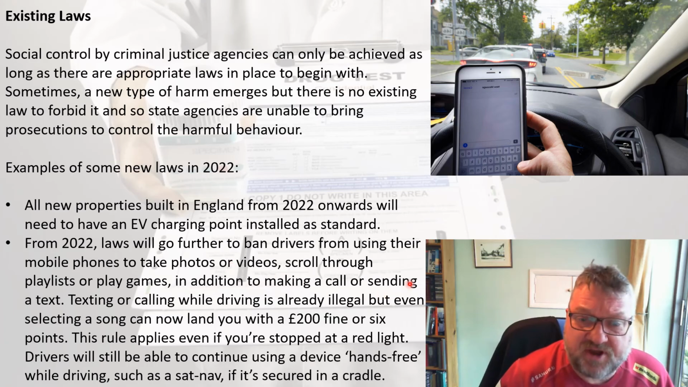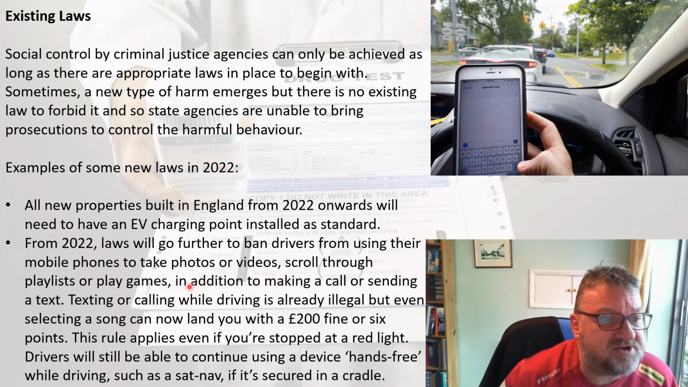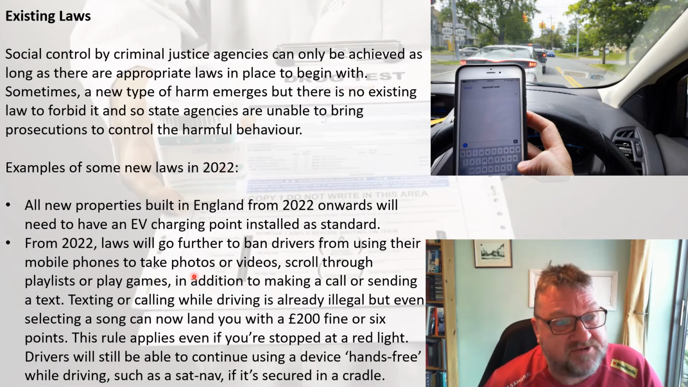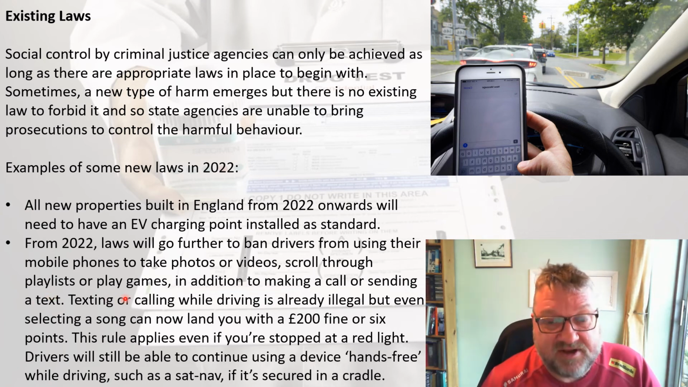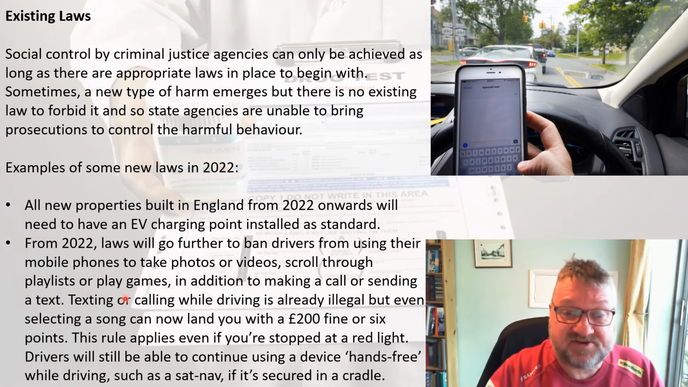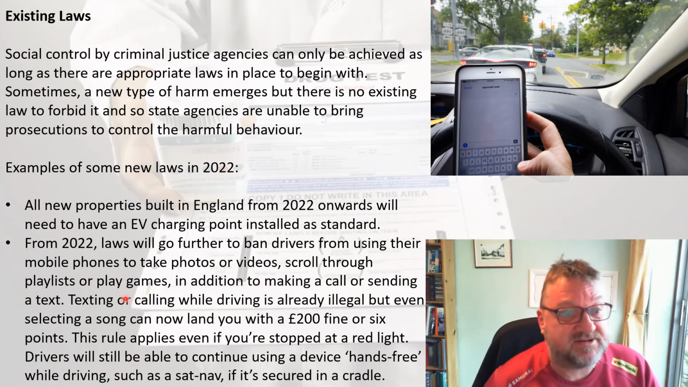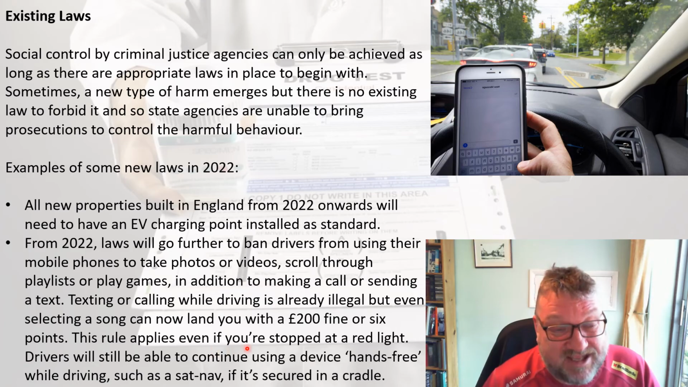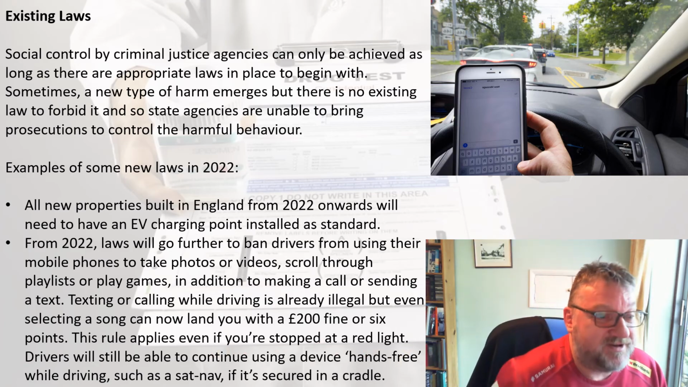So laws will go further to ban drivers from using their mobile phones. So instead of just making a phone call, they've now upped it to no photos, no videos, no scrolling through playlists, no playing games. You see how they've had to add things on because they weren't legislated for beforehand. All that while driving is already illegal, but even selecting a song can now land you with a £200 fine or 6 points. And that rule applies even if you're stopped at a red light.